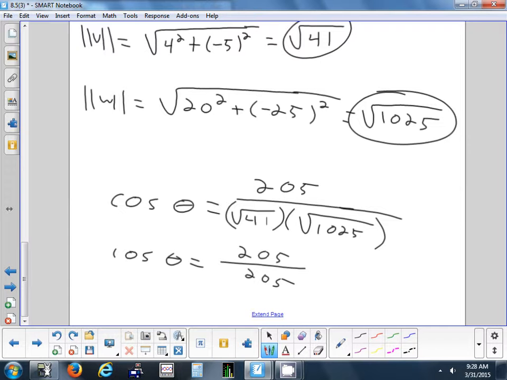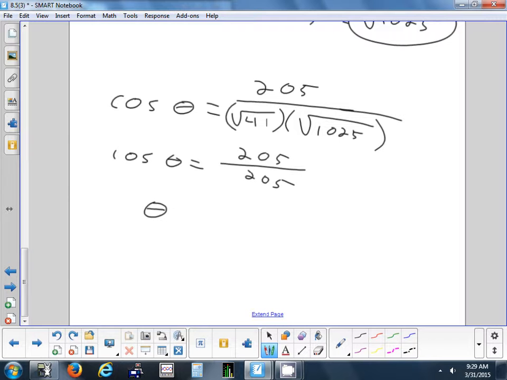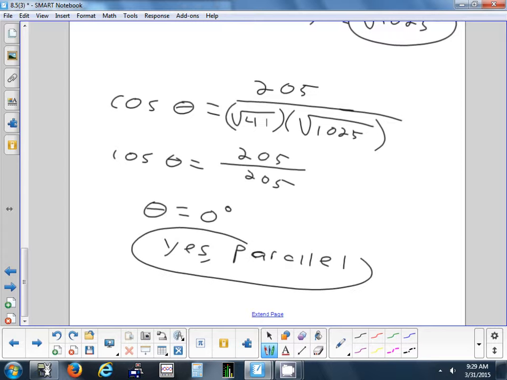So at this point, we can say they're parallel, because the cosine is going to come out to 1. Inverse cosine of 1 is 0. Okay, so the angle between them is 0. So yes, they are parallel. Okay, so any questions on those two special cases? They come out perpendicular or parallel?